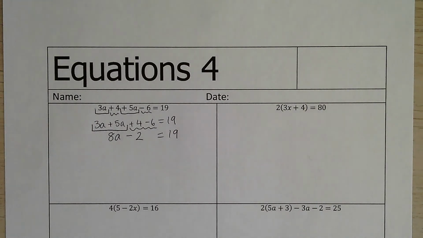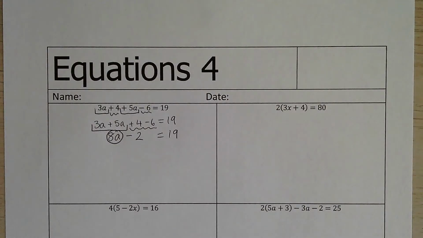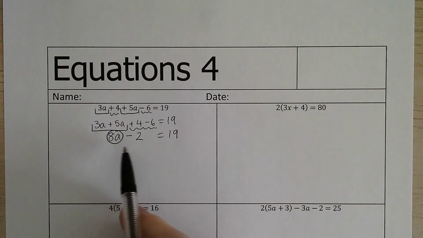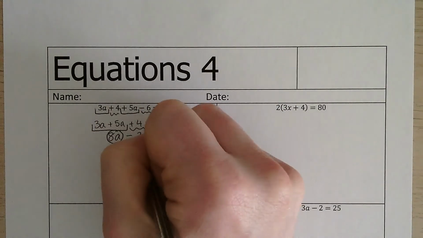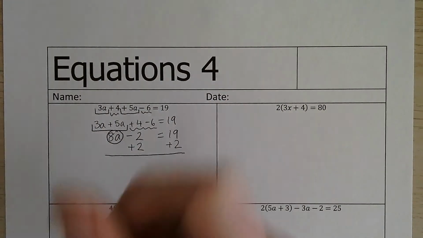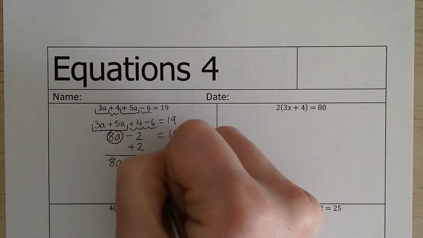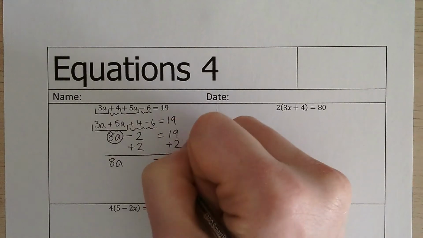Just like in our last lesson, we need to isolate the term and then isolate the variable. So we start off by circling the term that our variable is in, and we can see that we need to undo the minus 2. So we will add 2 to both sides of the equation, and this gets us to 8a, which drops down. The minus 2 and the plus 2 cancel, and 19 add 2 is 21.